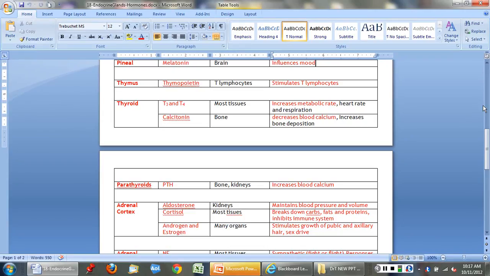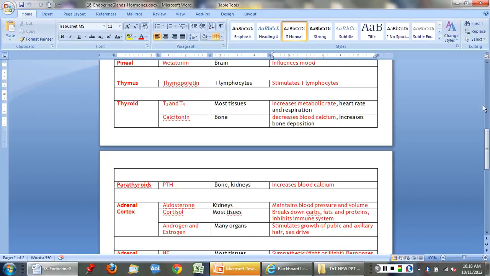PTH, parathyroid hormone. Okay, so look at the thyroid gland. You see the thyroid gland produces T3 and T4, which are just referred to as thyroid hormones. The T3 is triiodothyronine. You all should have it in your book. Make sure you all write the names of them down, because you may see them instead of T3 and T4. And T4 is thyroxine or tetra, something or other.